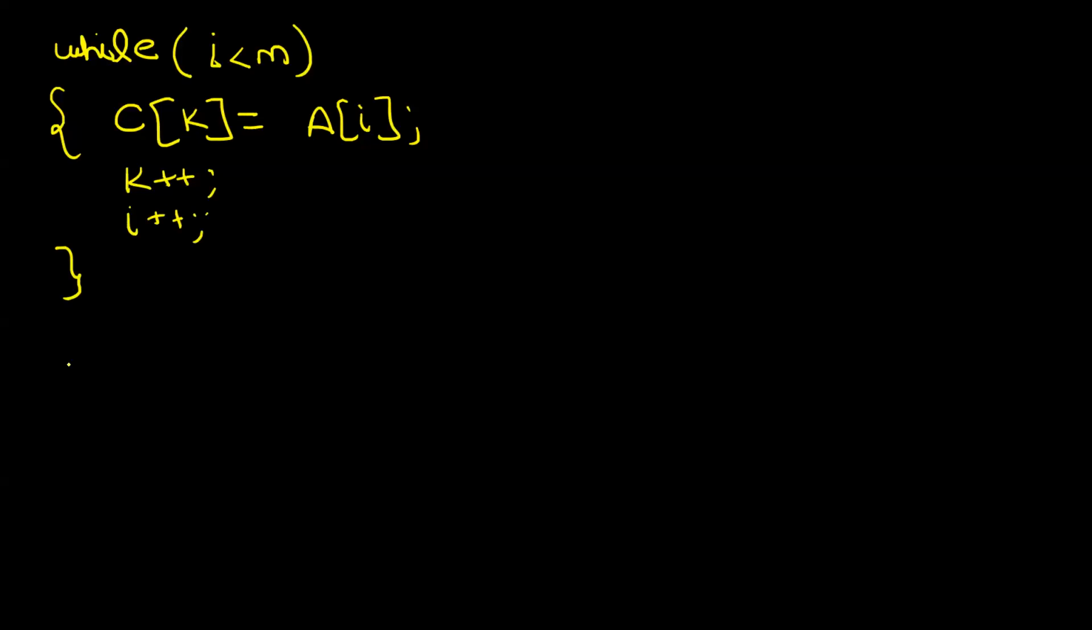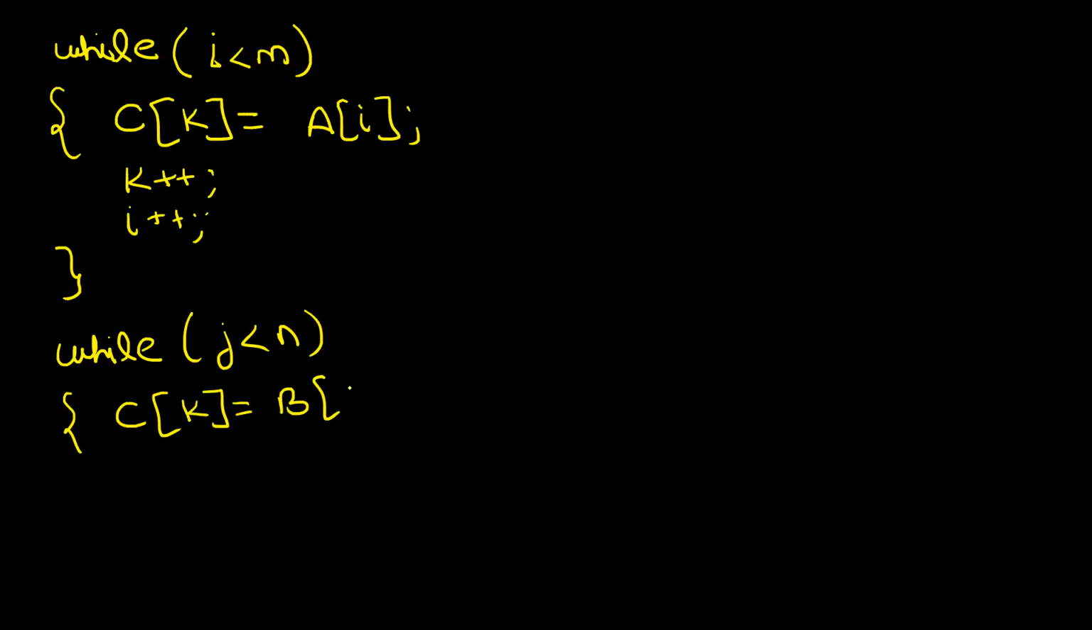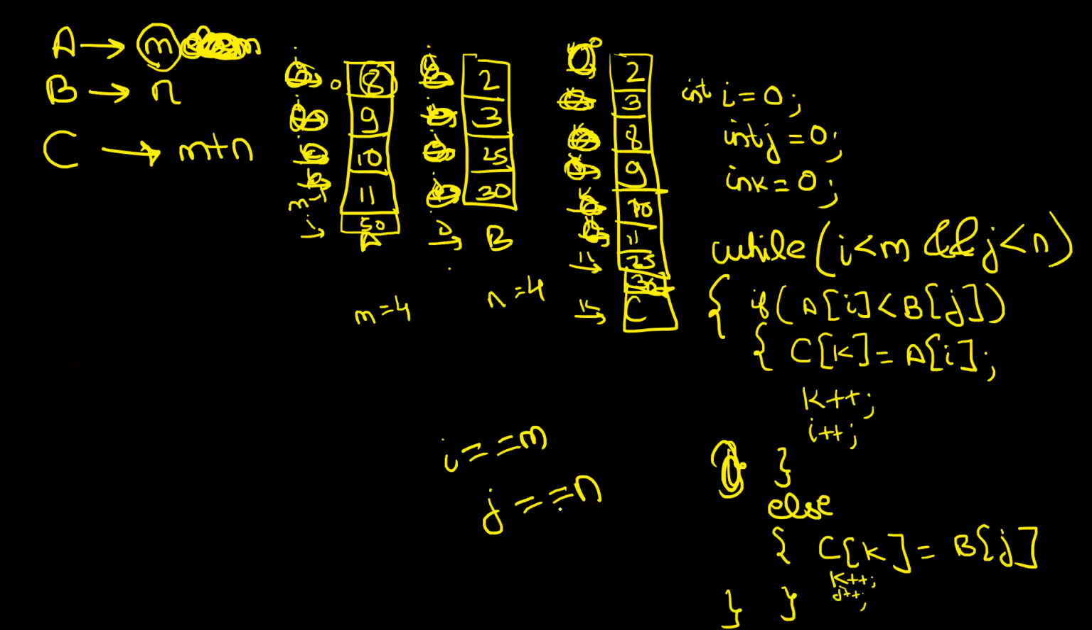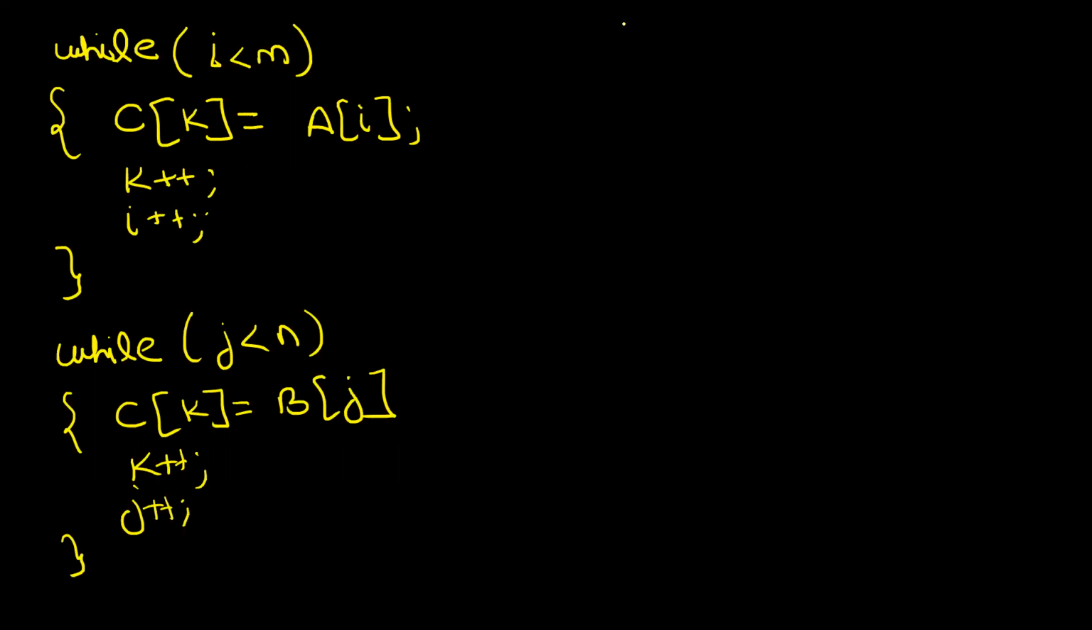I write another while loop, because maybe array B can be pending. So while j is less than n, c of k is equal to b of j. I copy the elements into c of k, do a k plus plus, do a j plus plus. And what I tell you guys is, once you come outside the first while loop, either i will have become equal to m or j will have become equal to n. That is, one of the arrays would have terminated. So out of these two while loops, only one will run and copy the remaining elements of the pending array into array C.